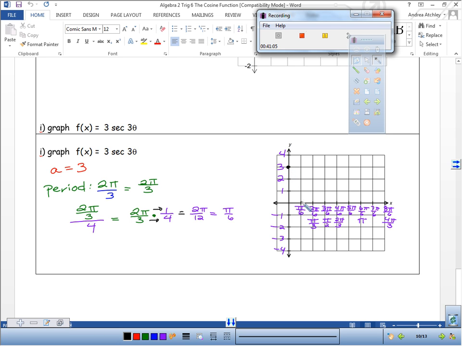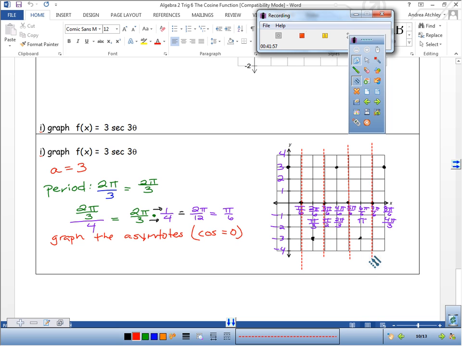I start at the amplitude. I go to 0. Then I go to the negative amplitude. Then I go back to 0. Keep repeating. Okay, you don't really need to draw on the curve. You need to write in the asymptotes, or graph the asymptotes. That's where it touches zero, right? Where cosine is 0. So that would be here, and here, and here, and here.